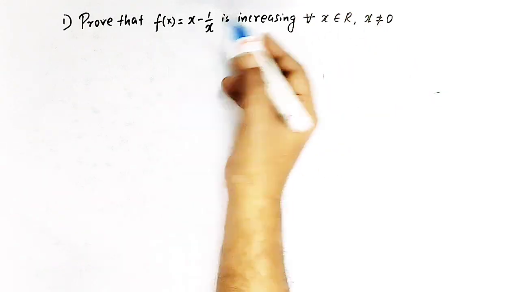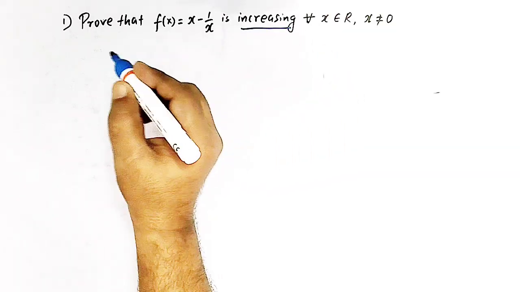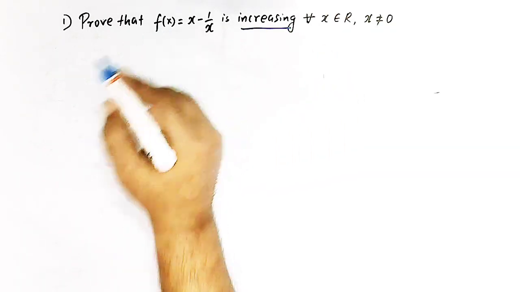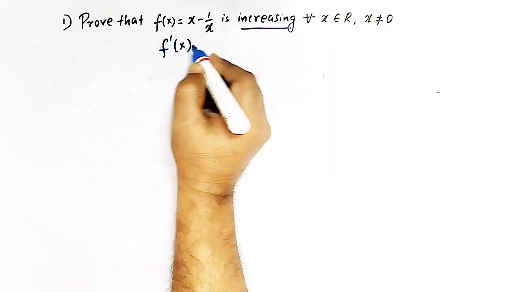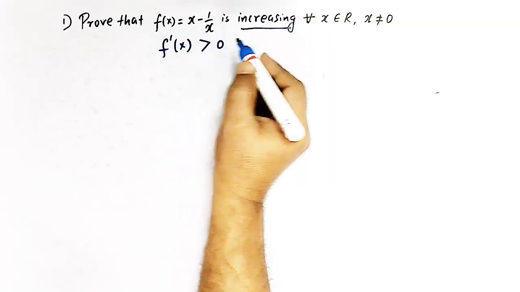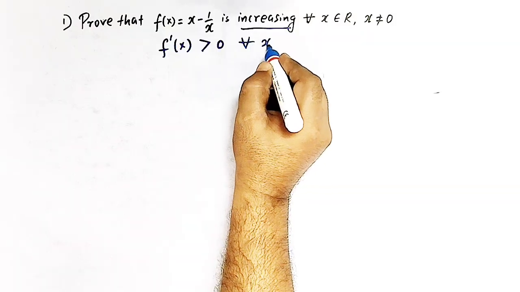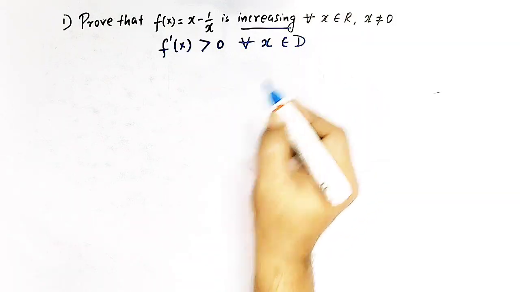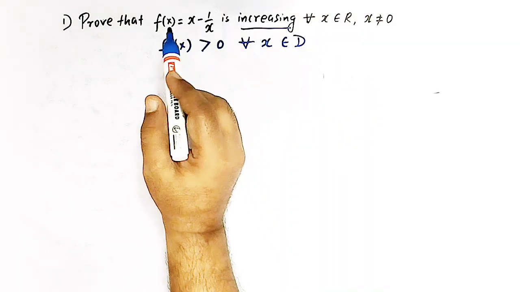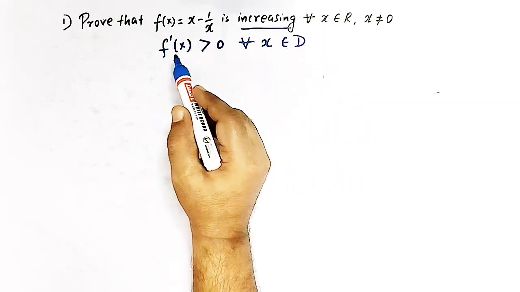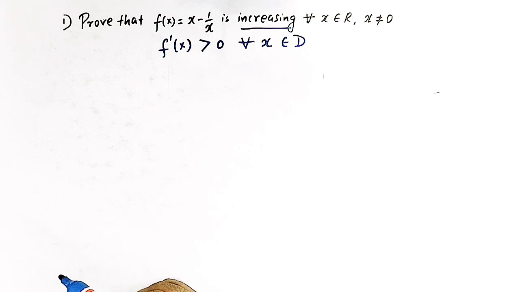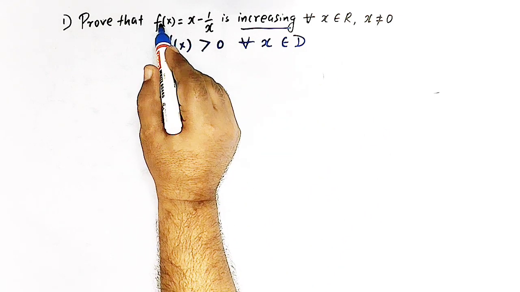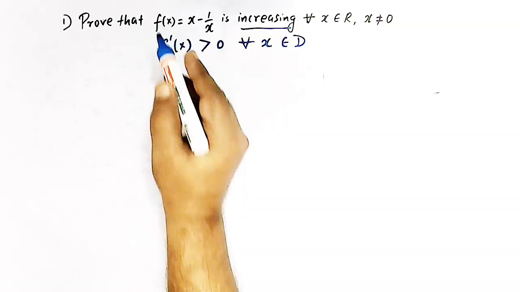Now from the definition of an increasing function, we know that a function f of x is said to be an increasing function if the derivative, that is f prime of x, is greater than 0 for all x belonging to the domain of the function, right? So a function f of x is said to be an increasing function if its derivative is positive for all x belonging to the domain. So here let us first find out the derivative of this function.